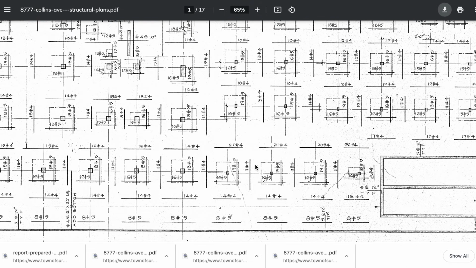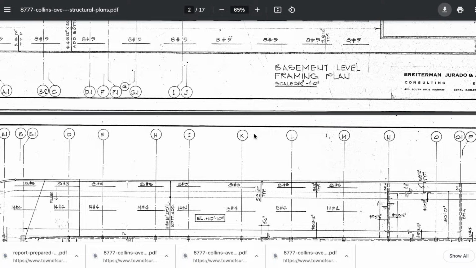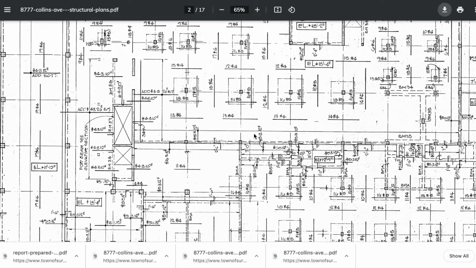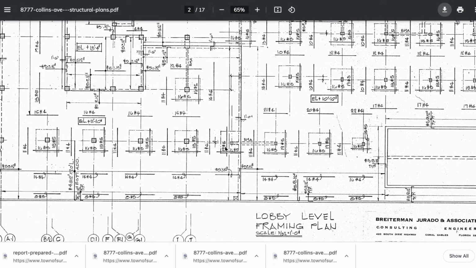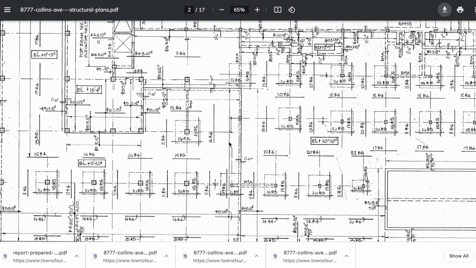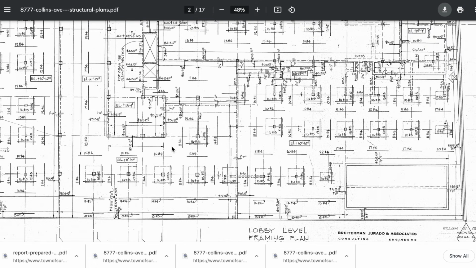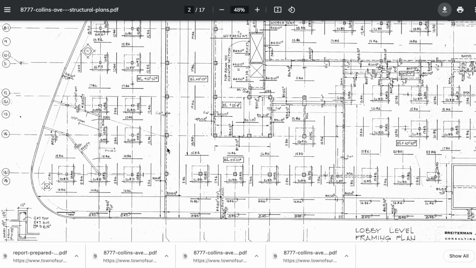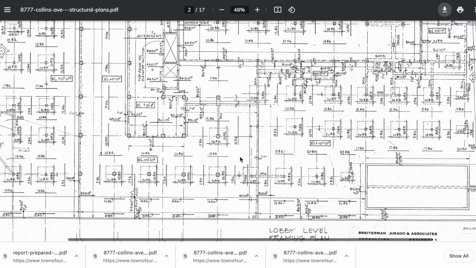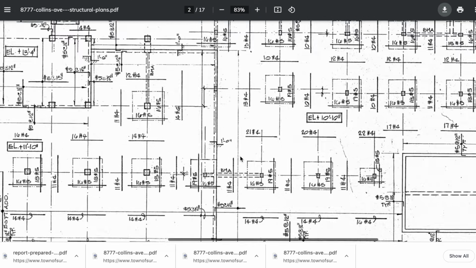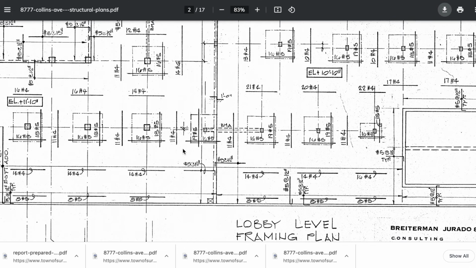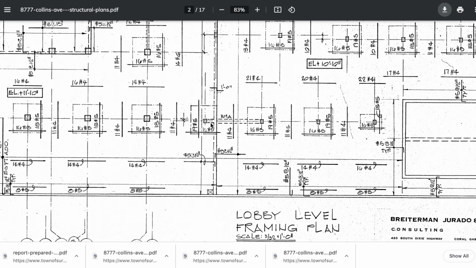Okay, so out of the basement onto the next floor, we then run into a transfer beam over here. Oh, wait a minute. This can't be right. This is weird, because I don't see the rest of the transfer beams. I see this guy here. Is this in the ground? It's the lobby level. It's not in the ground.